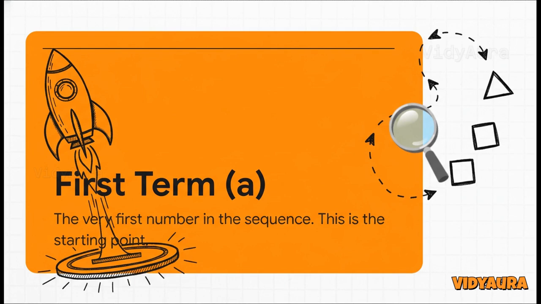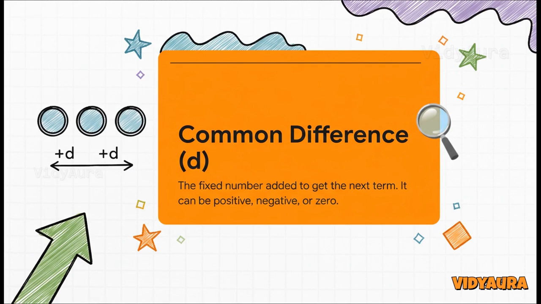Every AP has to start somewhere, right? We call this the first term, and we use the letter A to represent it. Just think of A as the launching pad for our whole sequence. And what about that fixed number we keep adding? Well, that has a special name too, the common difference, and we call it D. And here's a cool thing. D can be positive if the numbers are getting bigger, negative if they're getting smaller, or even 0. It's the secret ingredient that defines the entire pattern.